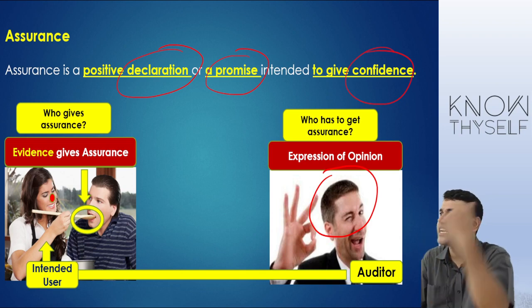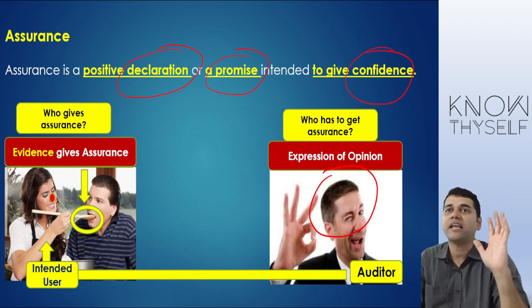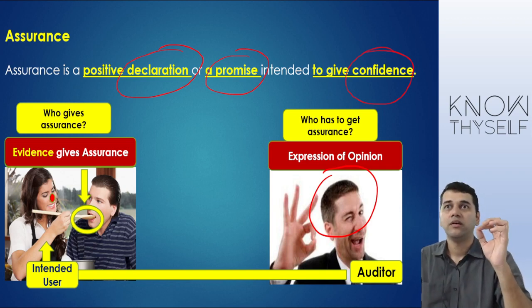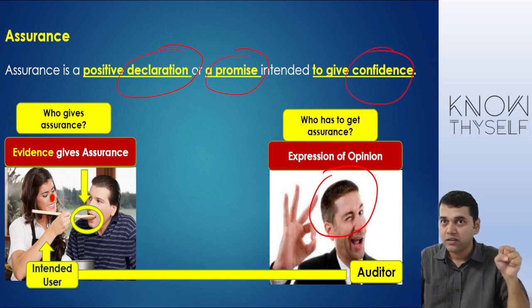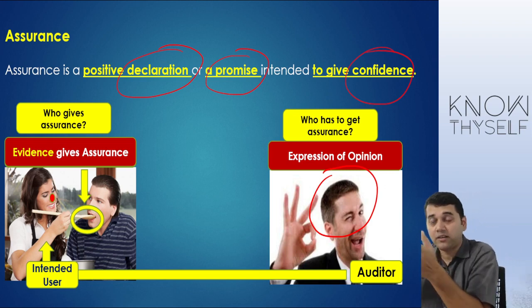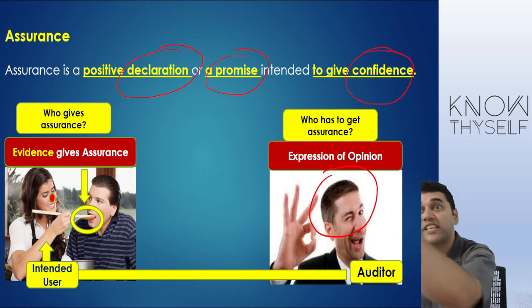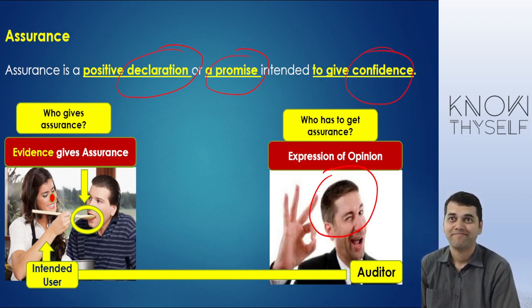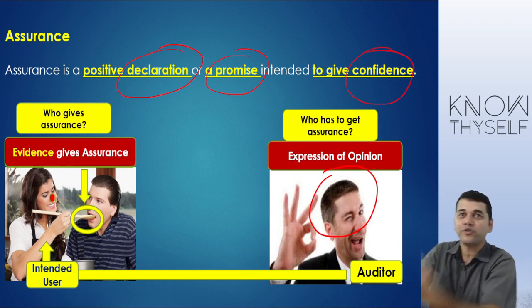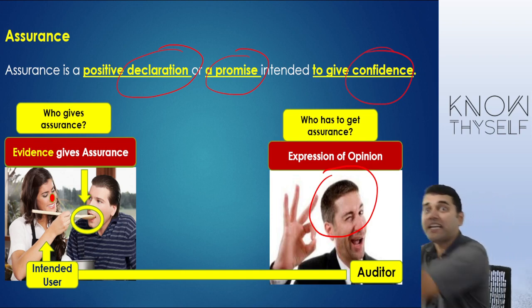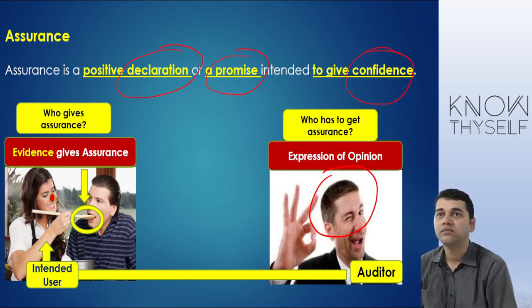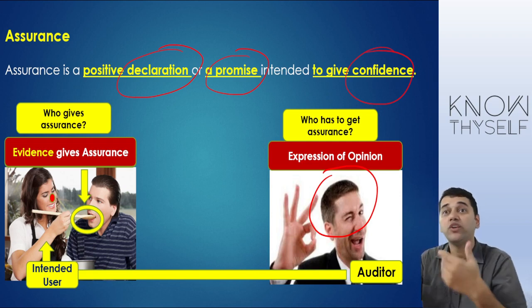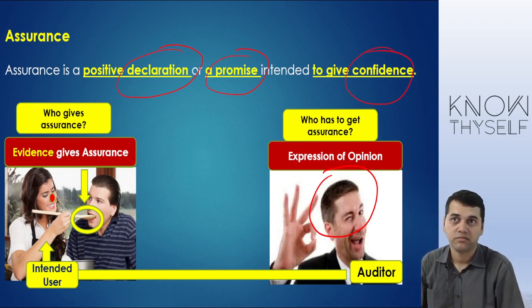And based on that conclusion, I will form an opinion. These things will happen within a fraction of a second in our mind, and we never realize all these things. We say, very good. But to tell that there was an evidence obtained, conclusion drawn, a basis, opinion was formed, and that opinion was expressed. Evidence is the one who gives assurance to the auditor. In turn, auditor will pass on that assurance to the intended user. Now, why can the intended user not get that assurance? Because the management and ownership is separated in a company form of organization.